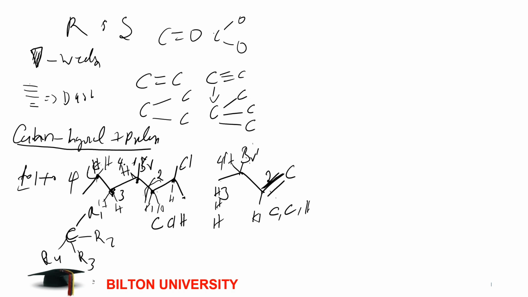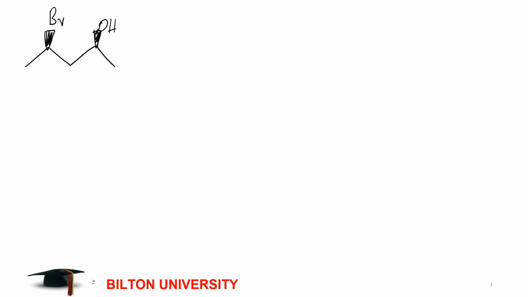So now let's apply this to assign R and S configuration. In a normal situation, when we go clockwise we get our R, and when we go anti-clockwise, we get our S configuration. So this is our S configuration in a normal scenario. But let's look at this example. So let's call this our A. So it means our B we can have still on the same side.